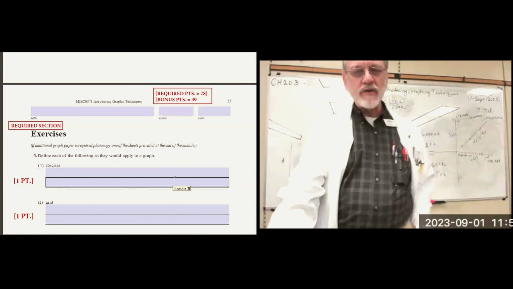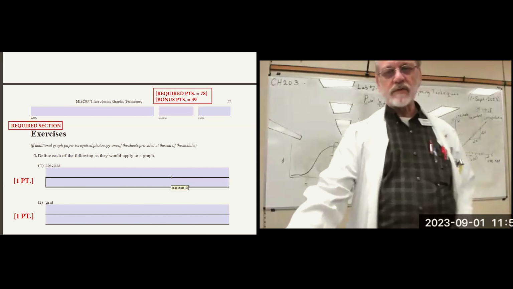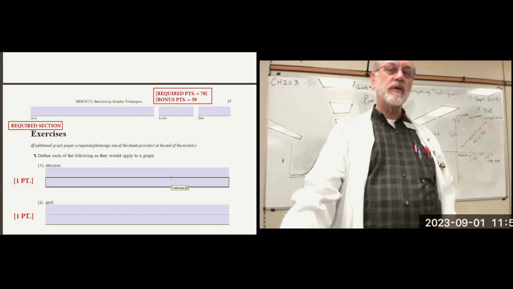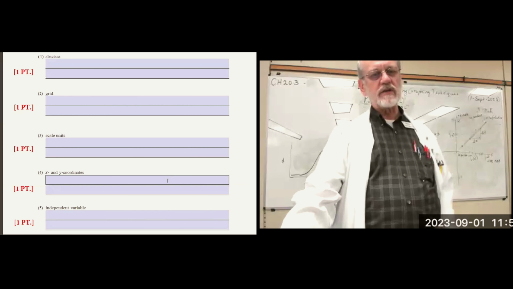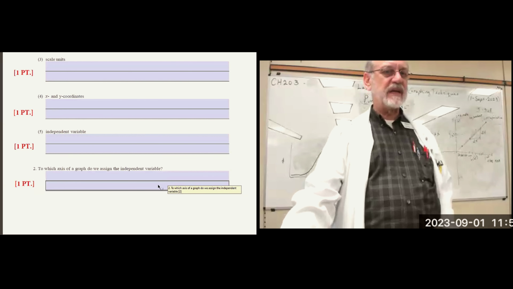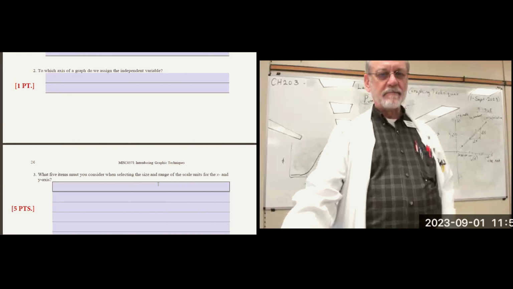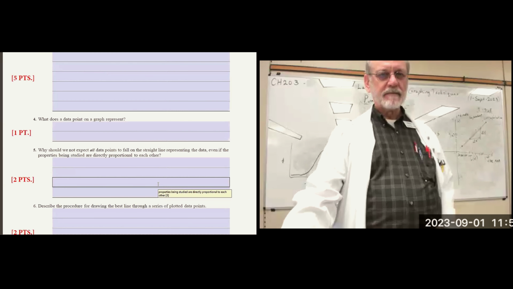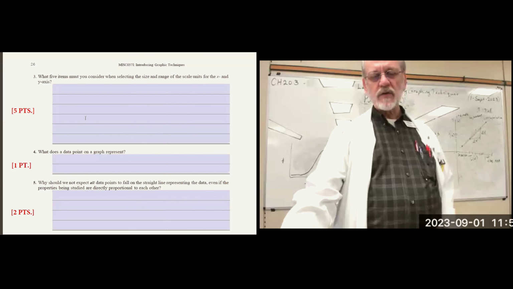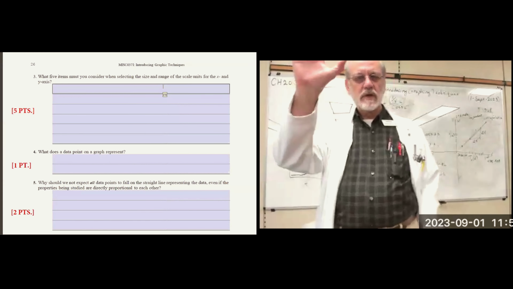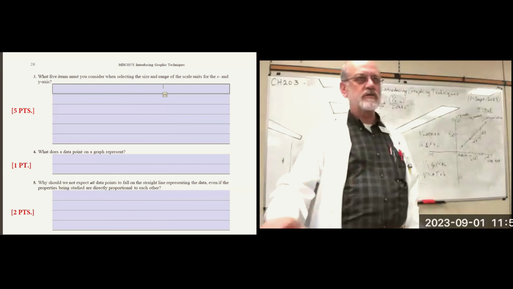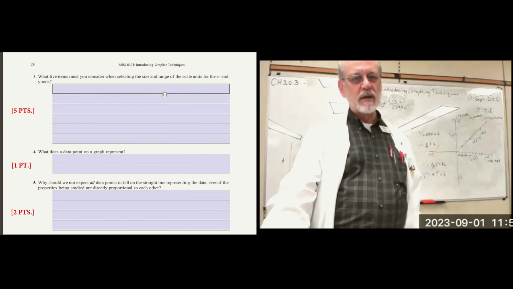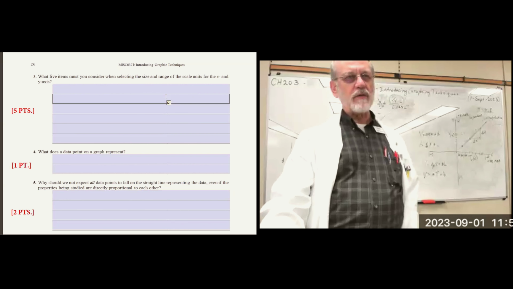Okay, so here's the required section, and it's worth 78 points. And then there's a bonus section worth 39 points. So the first part of it is just regurgitation. I mean, what do these terms mean? I will make a point. So here are 5 items you have to consider when you're putting your data on paper. That's what that question's about. Number 3. Number 4 is, what does a data point on a graph represent?